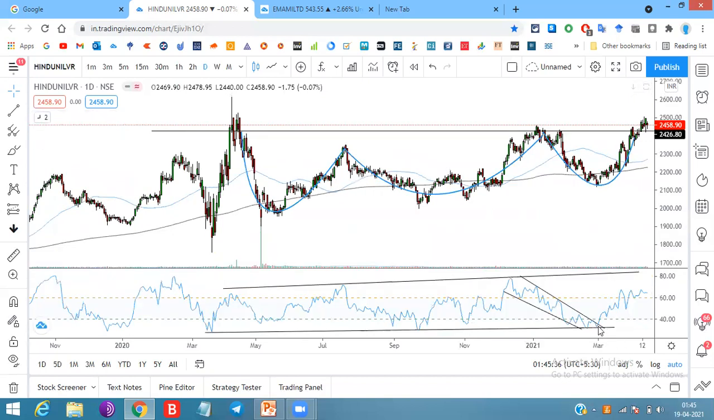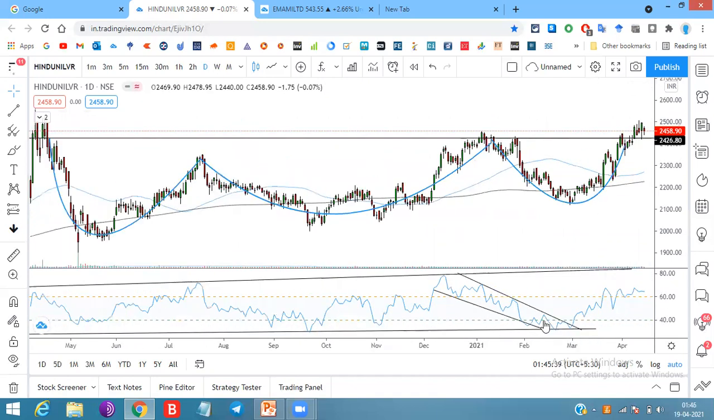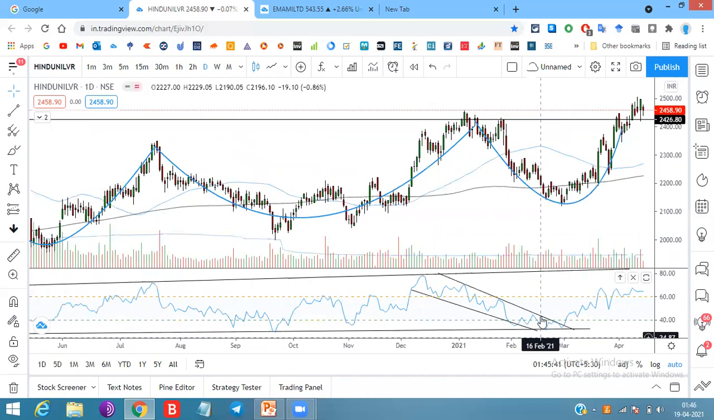So let's see that it took a great support from this channel 2 itself, and if it could have broken the channel 2 also, then we could have concluded a successful range shift, guys. Okay.